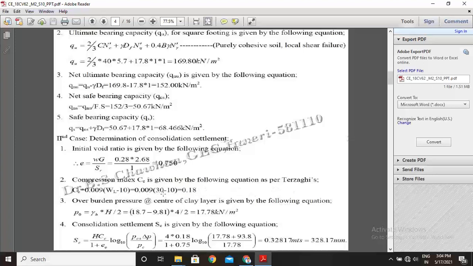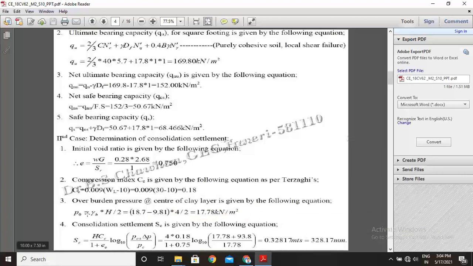Next step, compression index C_c is given by the following equation as per Terzaghi. That is C_c equal to 0.009 times (W_L minus 10). So now substitute the values here. Here W_L is 30. 0.009 times (30 minus 10). We are getting 0.18. That is the compression index.